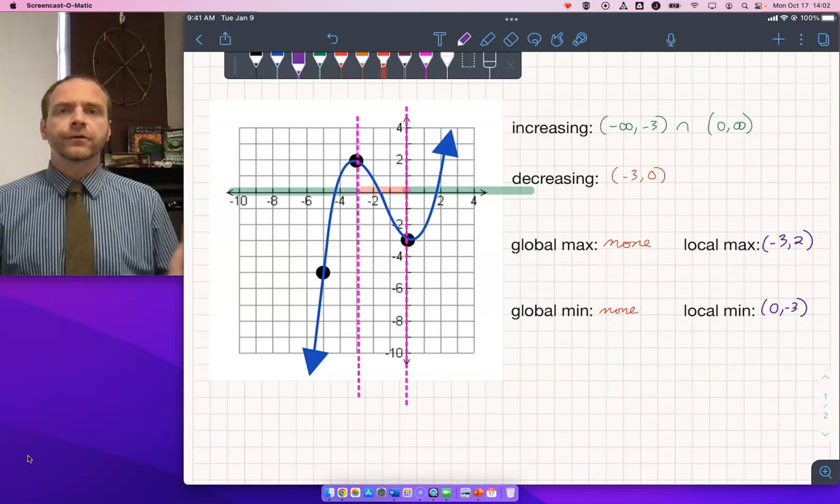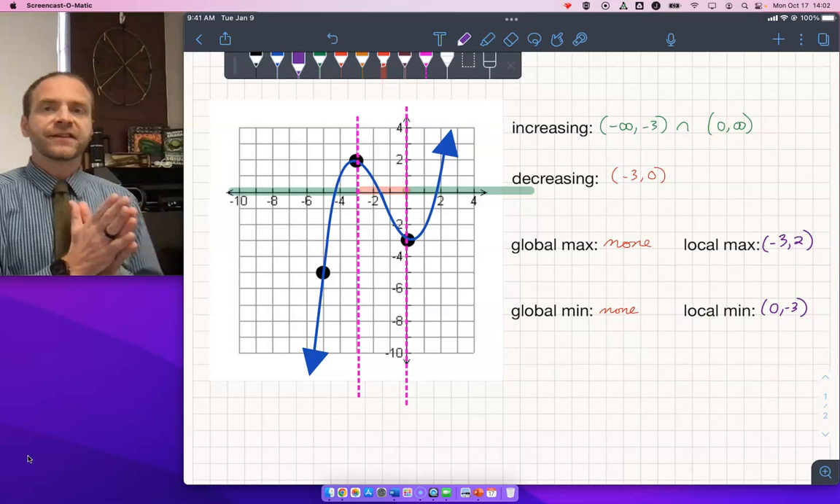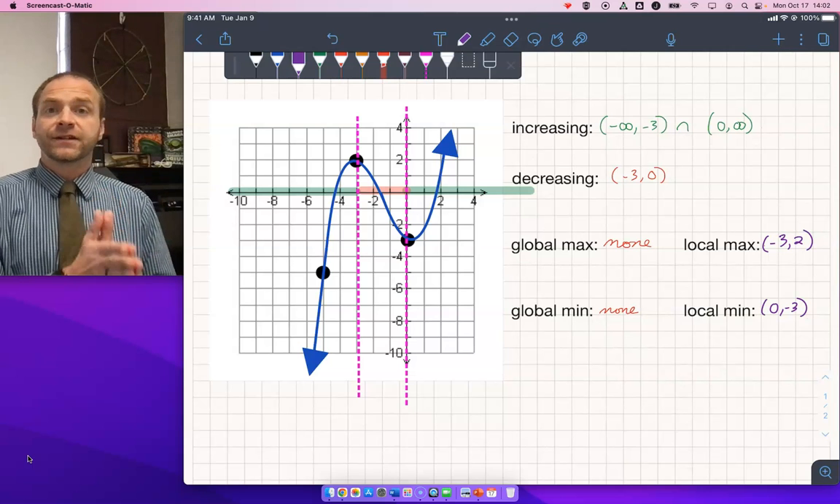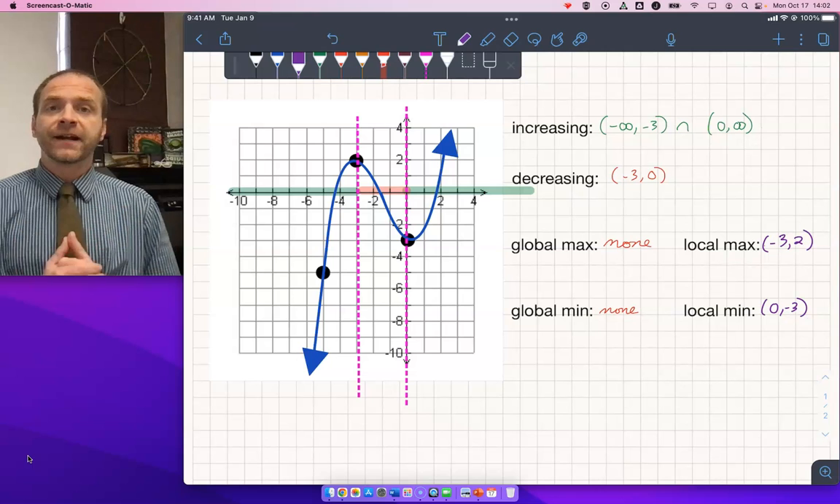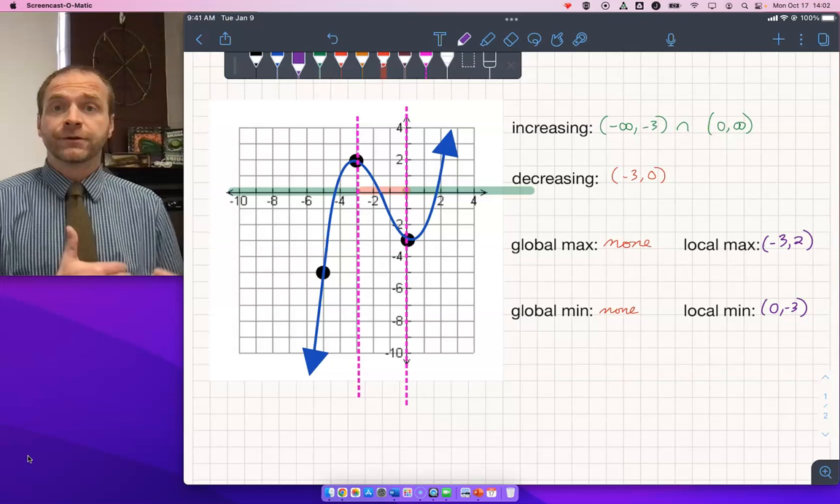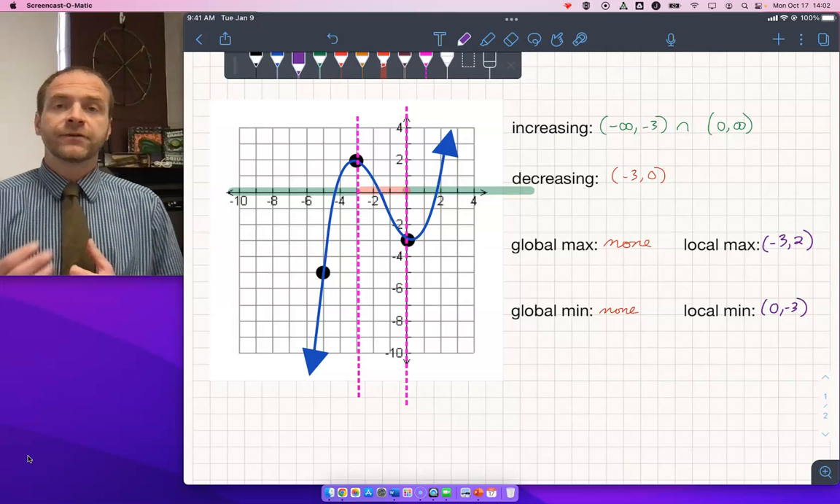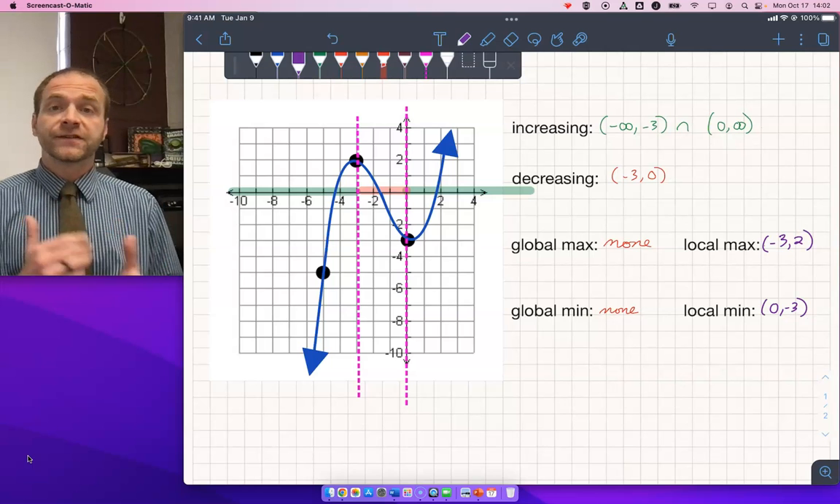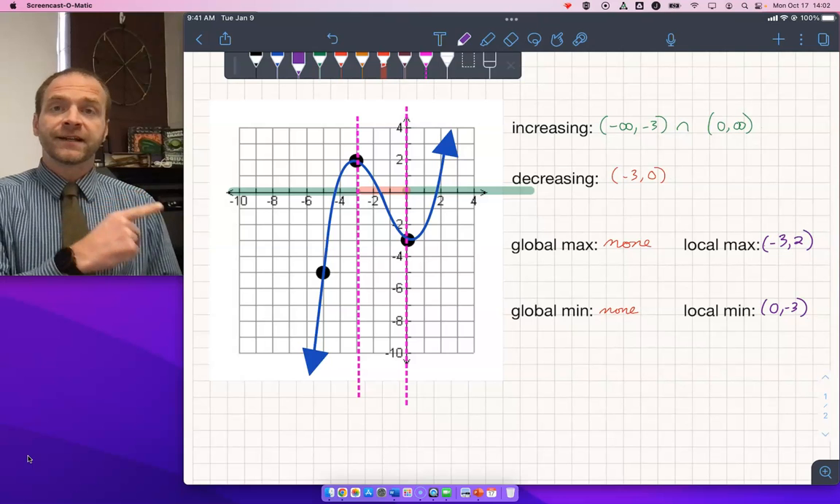So here we are. Over on the side, we can see that there's an increasing interval and a decreasing interval. The increasing is from -infinity to -3 and from 0 to infinity. The decreasing interval is between -3 and 0. Hopefully you can see that with the highlighted parts down here.